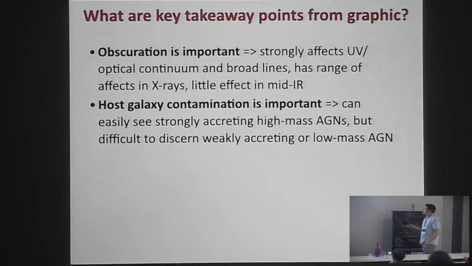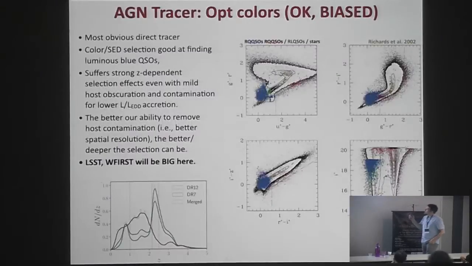Okay. So we can think about the different tracers. Here's the optical colors. It's okay for very luminous sources, but it's biased because we miss the obscured fraction. Right? So anything that's mildly to heavily obscured, we're going to miss with these color selections. We can also do SED fitting and maybe get a little bit better, but it's sort of the same thing. We're looking for a component that isn't the stars.